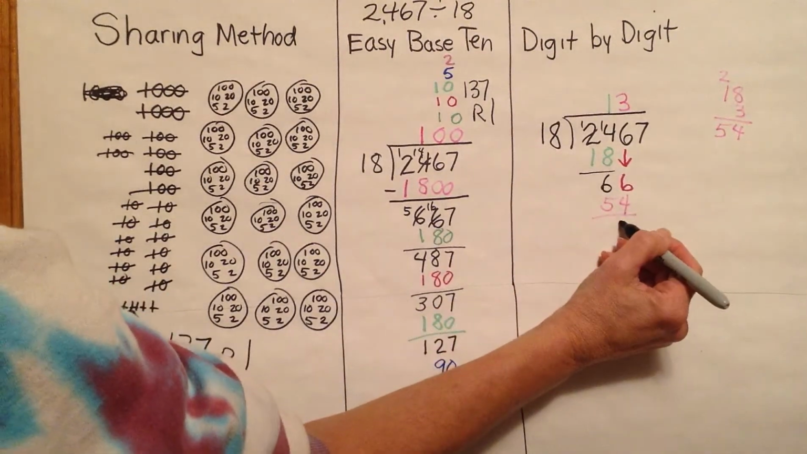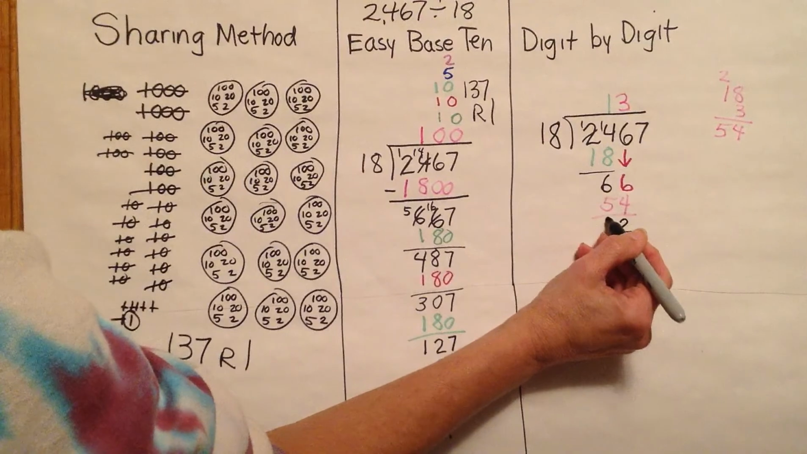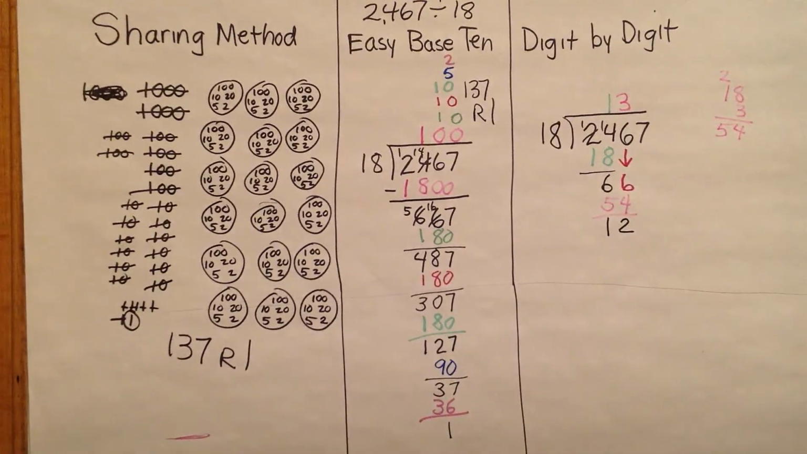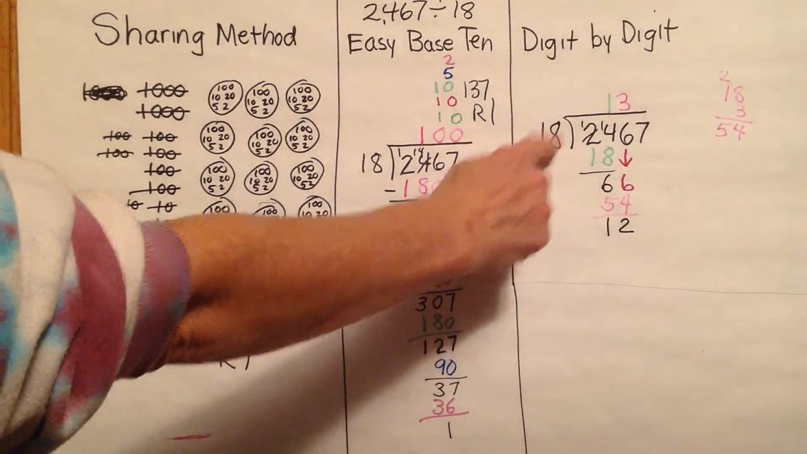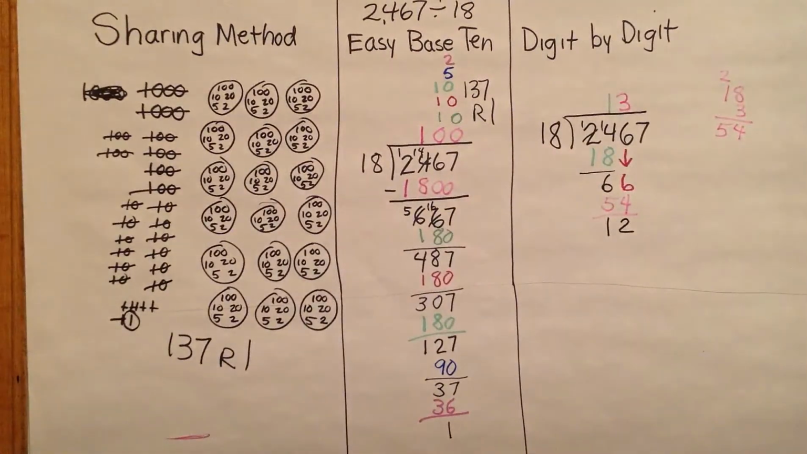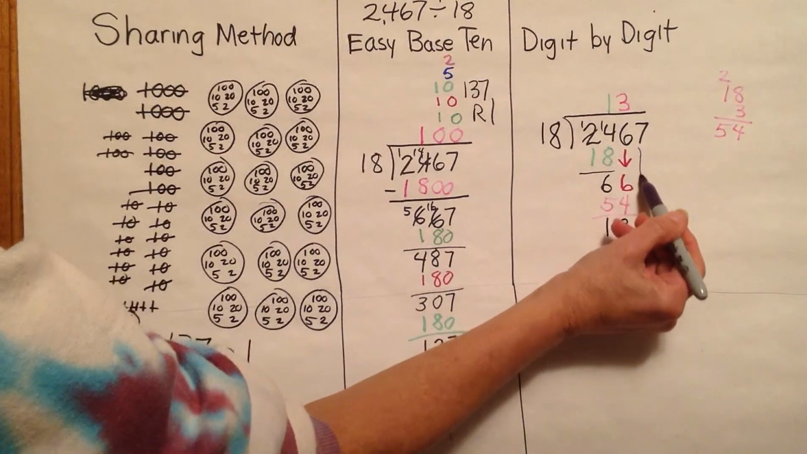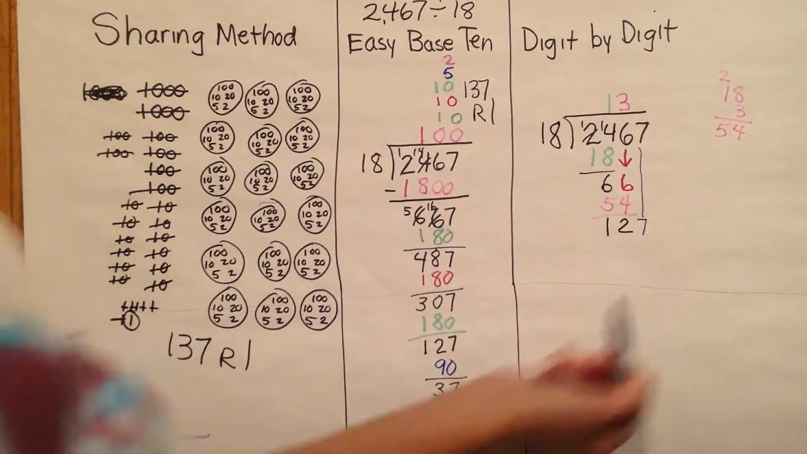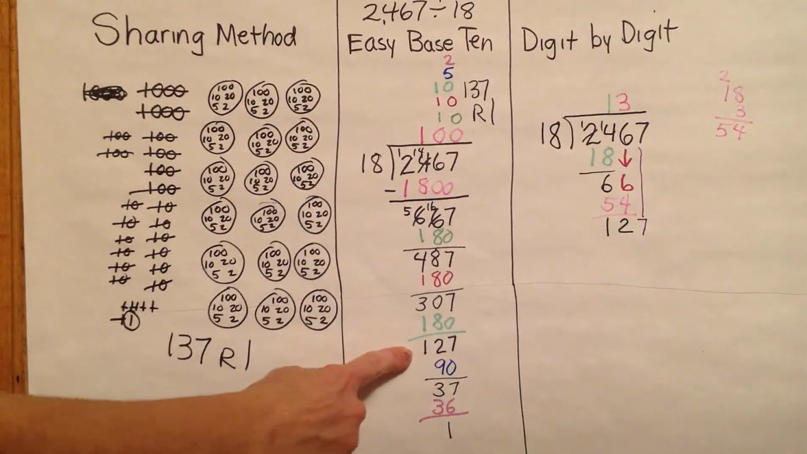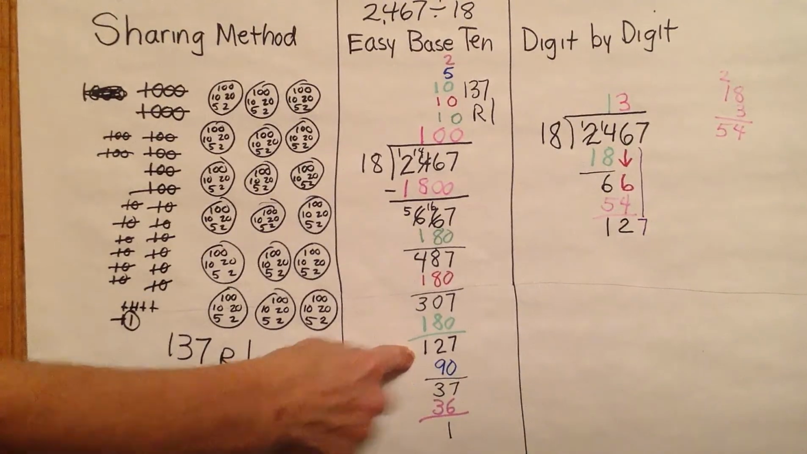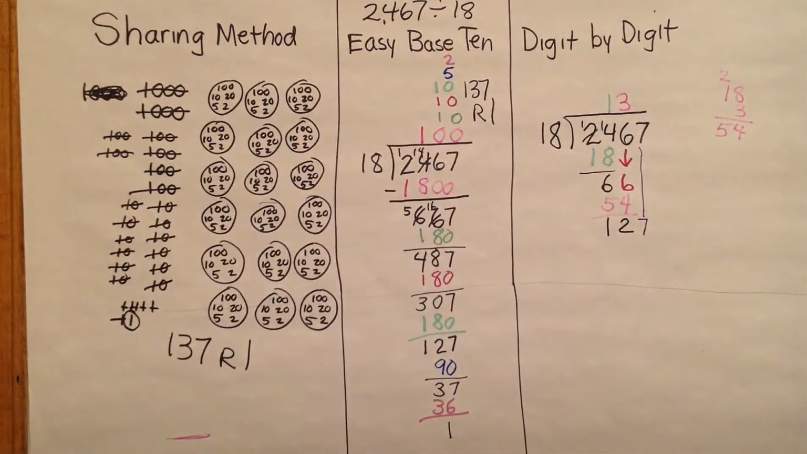And 6 minus 4 is 2, and 6 minus 5 is 1. So I have 12 left. I could not have made another group, so the 3 is fine right there. But now I want to bring down the rest of the value of my problem, and that would be the 7. So now I have 127 left. Notice I had 127 here too. I just get here a little faster with the digit by digit.